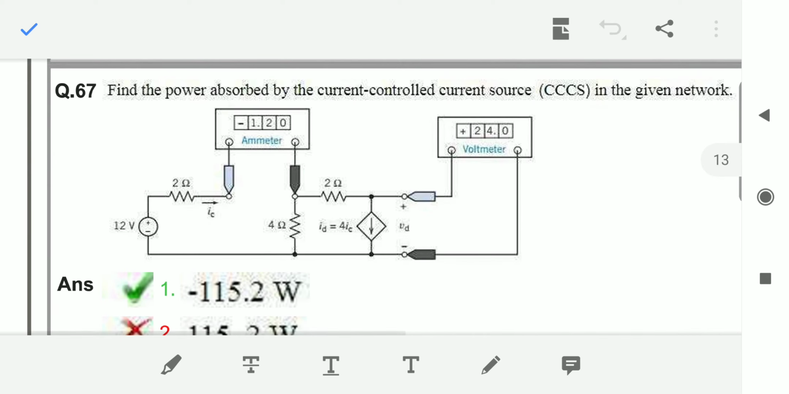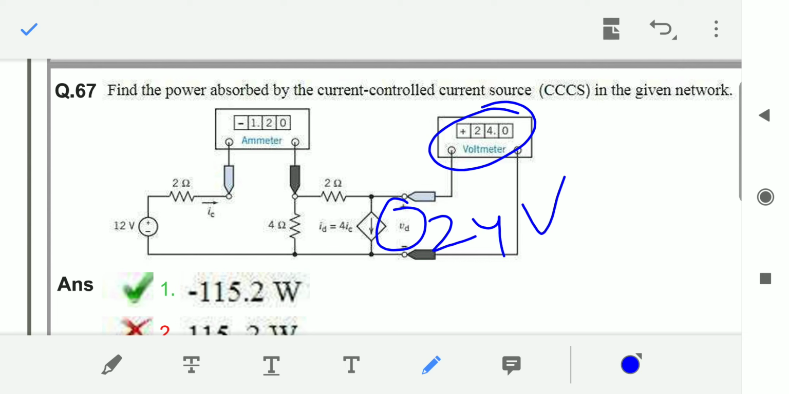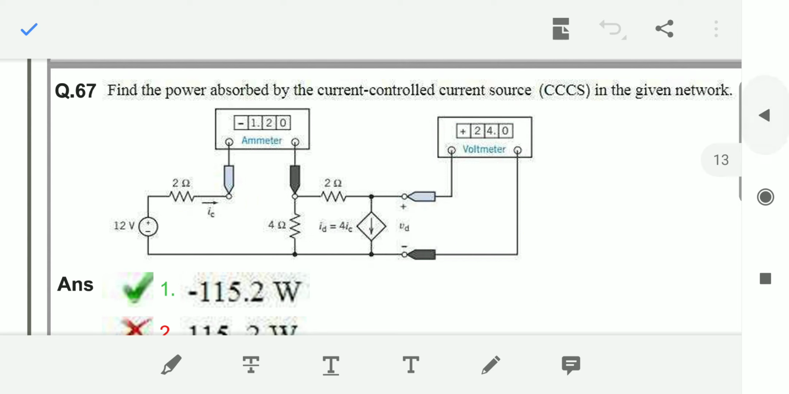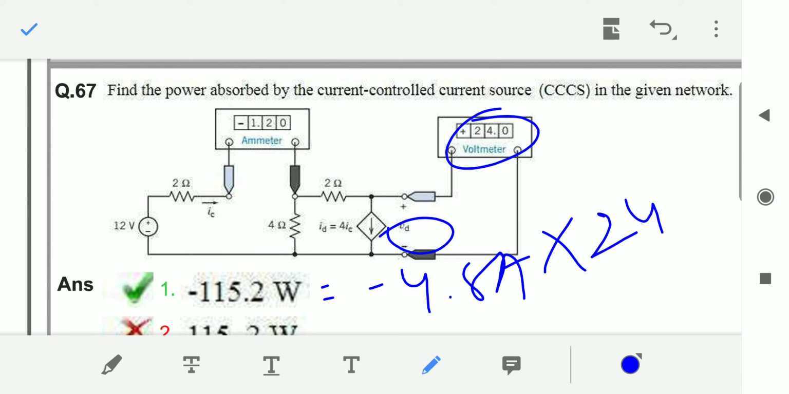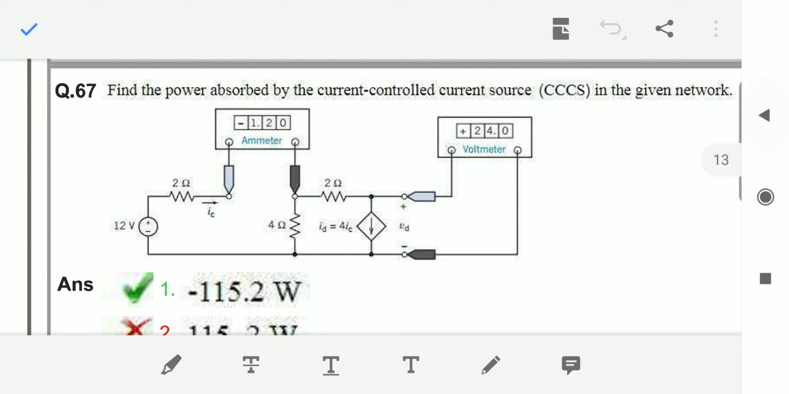Next question number 67. See here, if you observe carefully, my VD value, which is the voltmeter value, is equal to 24 volts. And the current flowing through this branch is 4 times IC. We know IC is equal to minus 1.2. That means 4 times IC is equal to minus 4.8 amperes. That means current flowing is minus 4.8 amperes and voltage is 24 volts. Total power is equal to minus 4.8 into 24. If I multiply them, I will get minus 115.2 watts.